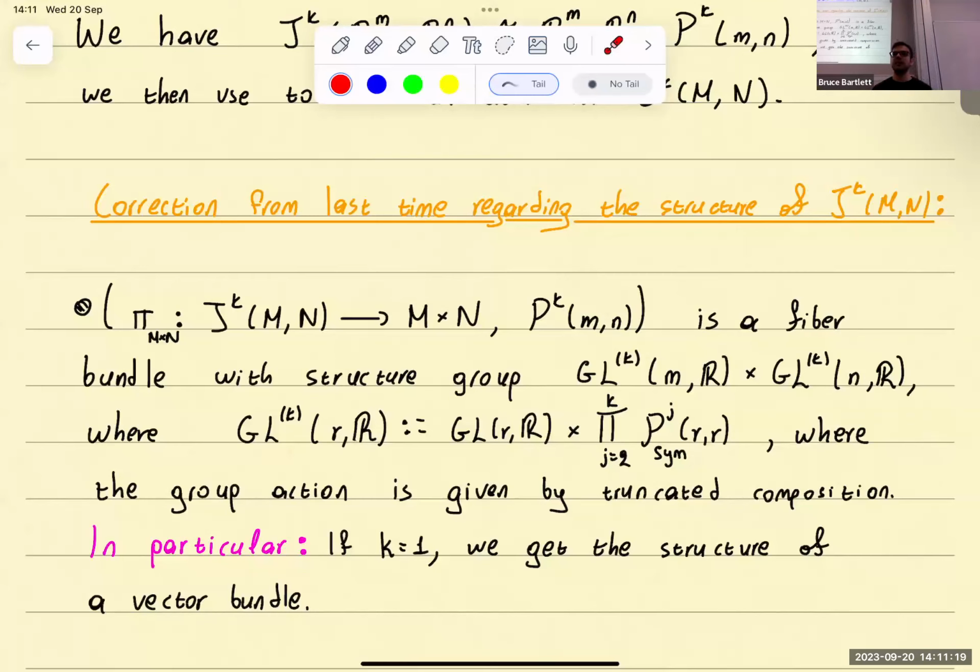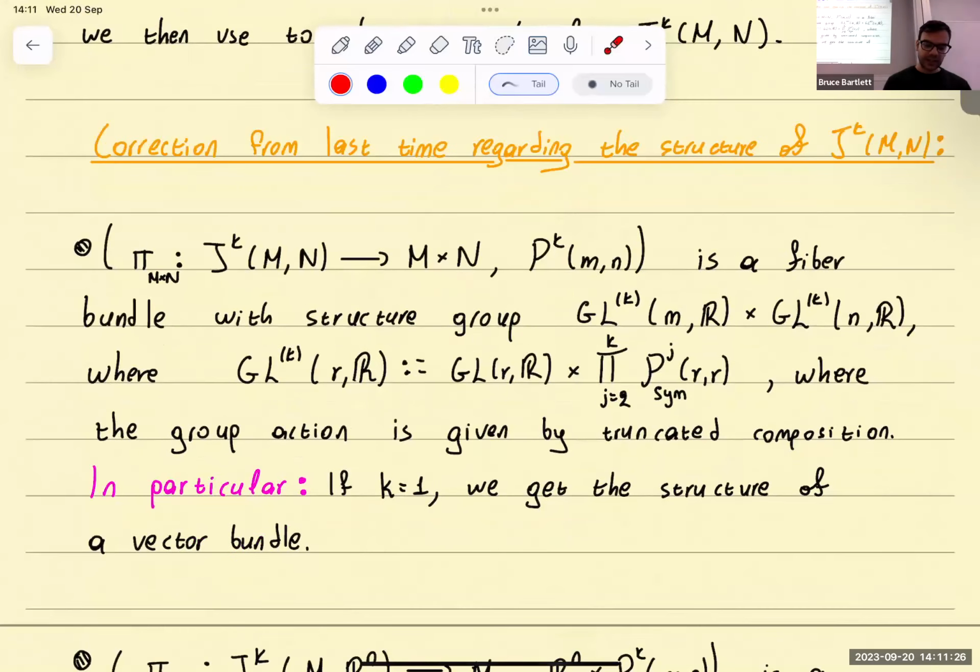So J^1 is a vector bundle, and then when k is greater than 1, this just doesn't have the structure of a vector bundle anymore. It has the structure of a fiber bundle. And I don't really have a very enlightening thing to say about how this comes up, other than you do the calculation of what the coordinate changes are in this fiber bundle, and that's what ends up being.